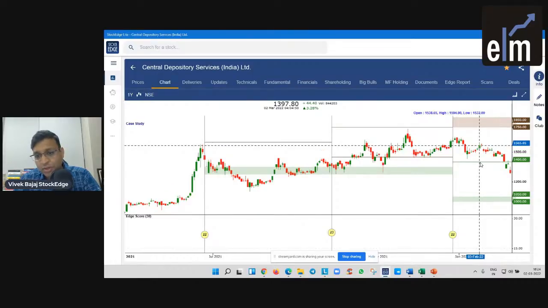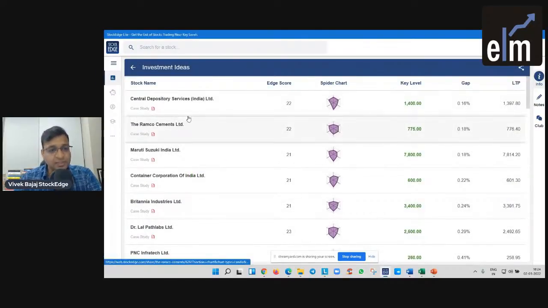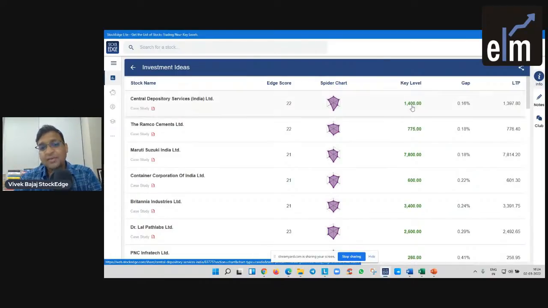But then there is also a level at 1400, which is a decently good level to buy CDSL. So that means this stock is a high rated stock, and it is available at a level which is reasonably okay. So one can start with a small investment in this company. Again, not a recommendation. I'm just explaining the process which we follow internally. Then you have Ramco Cement.